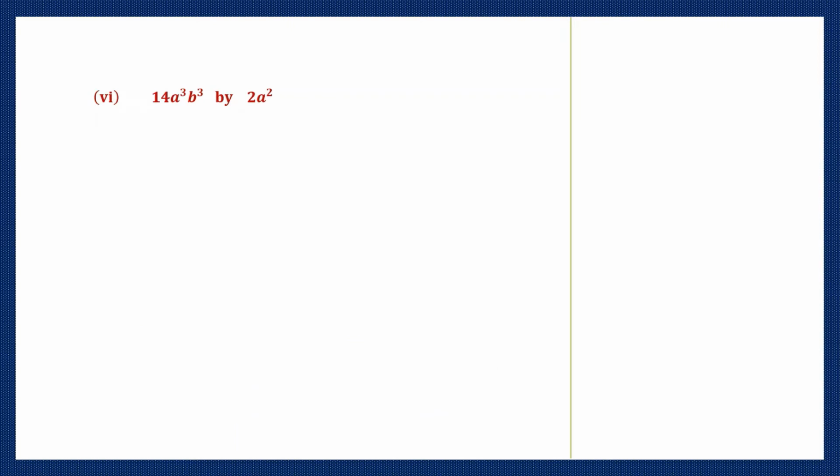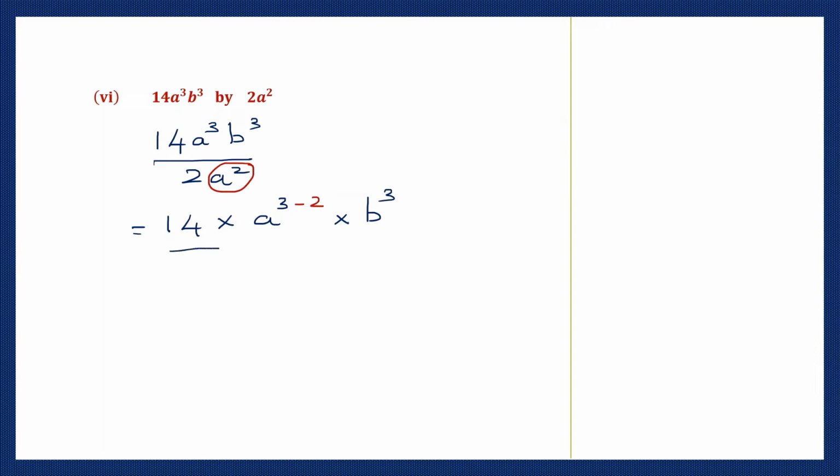Question 6. 14a cubed b cubed. Okay, let's write that. 14a to the power of 3 and b to the power of 3 divided by 2a square. So that is 14 into a to the power of 3. Now let's take this a also. This is a to the power of 2. So using exponent law, it becomes minus 2. Then into b to the power of 3. So in the denominator, since we've already removed a square, I have only the number 2.